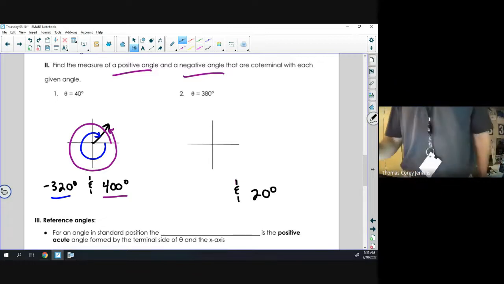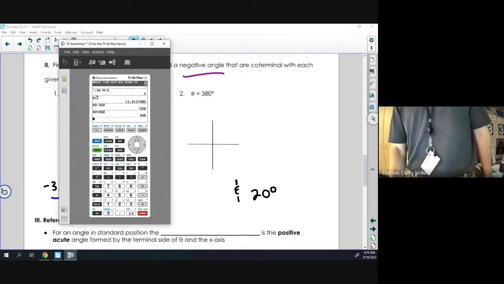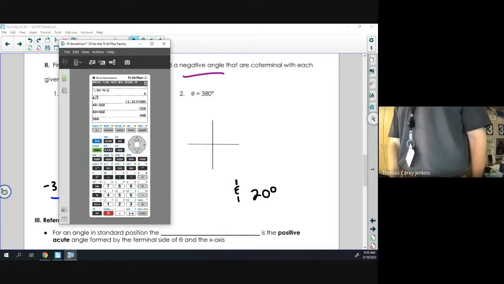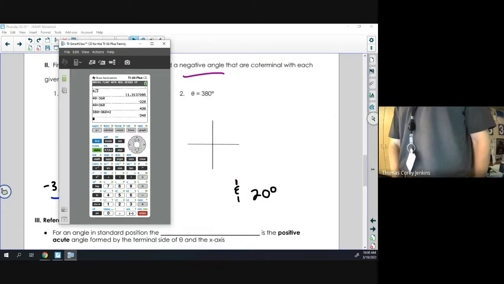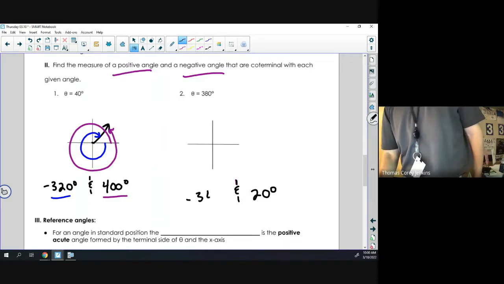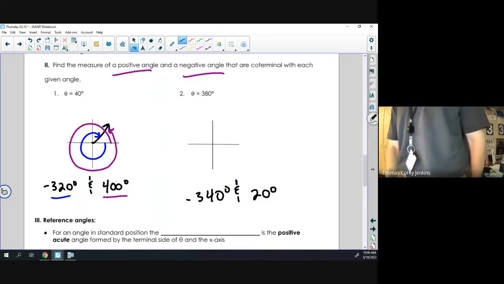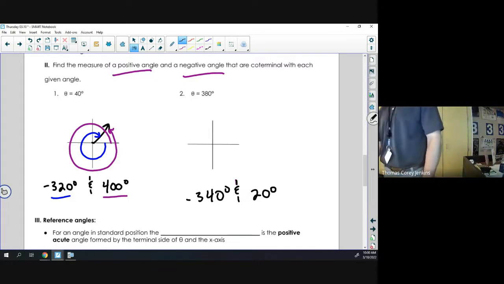So you just basically keep going, okay? So again, on this one, you guys have enough number sense to know 380 minus 360 is not going to be negative, so you could just go 380 minus 360 times 2, right? So that's going to give me a negative 340. And if I wanted another negative, I'd subtract another 360, right? You could just keep going on and on and on forever, okay?